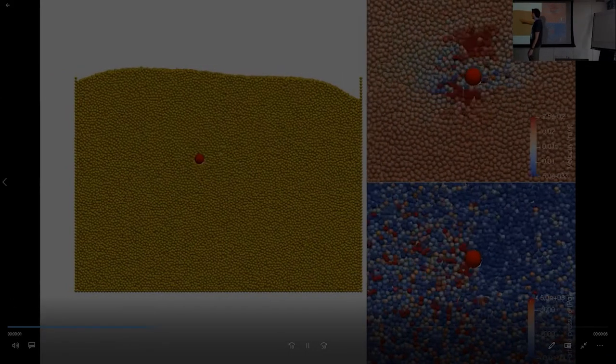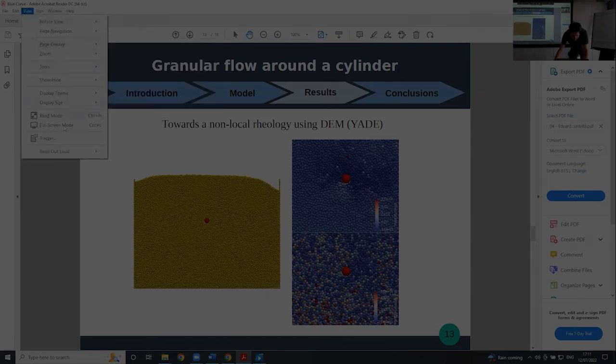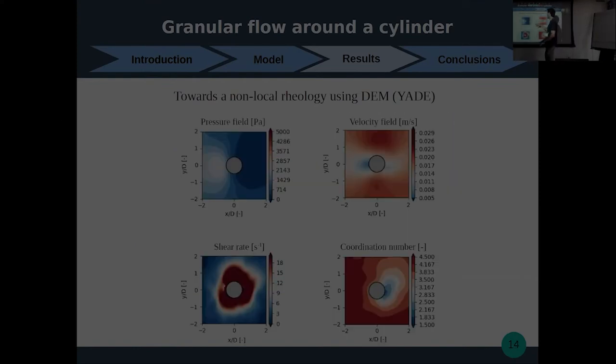So we perform some DEM simulations, so we can evaluate more precisely what's going on around the object and try to evaluate some microstructure data around the object. So that means that apart from the classical fields that I showed you over and over, the pressure field and the velocity field, I can have access to more local data, such as the shear rate around the object or the coordination number, that stands for the number of contacts of a particle with its neighbors. And with that, we hopefully, because this is still ongoing work, can get more information and build a new non-local rheology and implement it in SediFOAM.